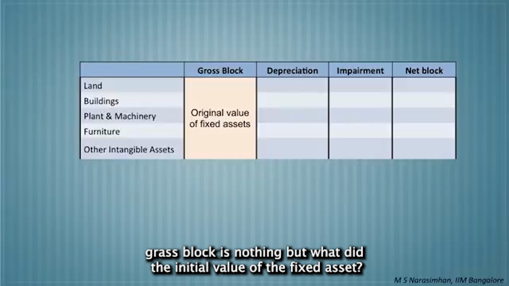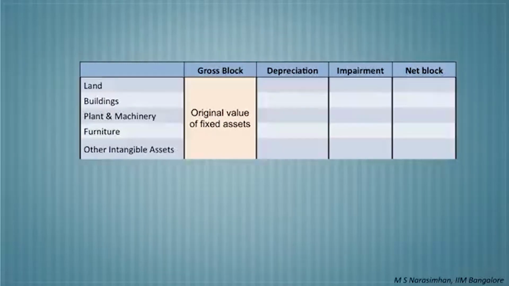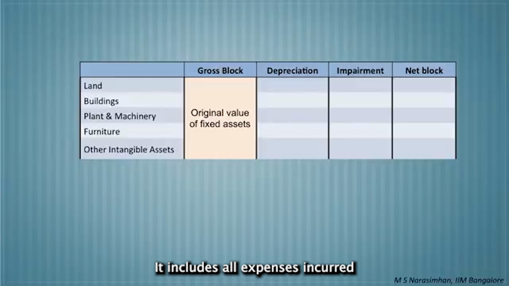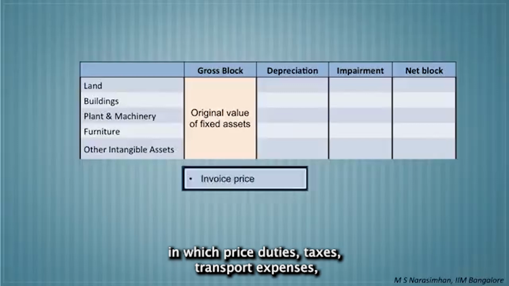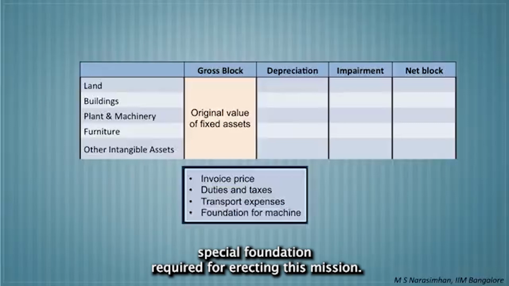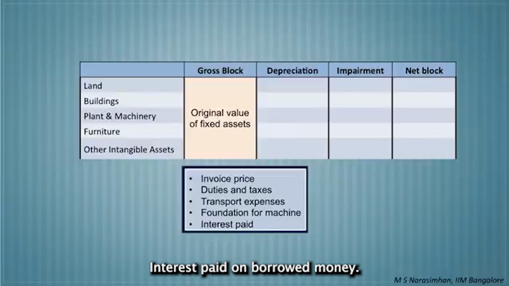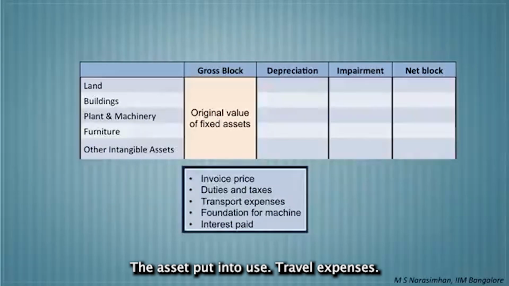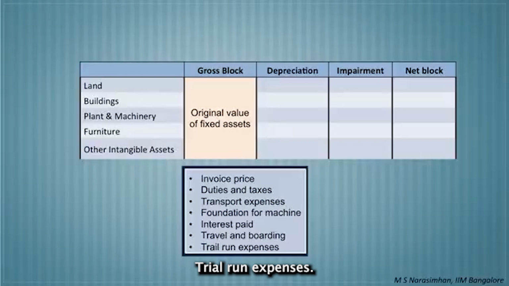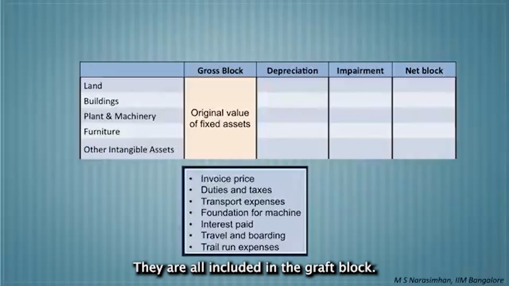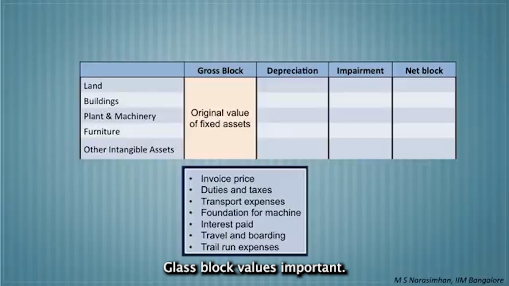Gross block is nothing but the original value of the fixed asset. It includes all expenses incurred in connection with bringing the asset to the operational condition: invoice price, duties, taxes, transport expenses, special foundation required for erecting this machine, interest paid on borrowed money till the asset is put into use, travel expenses, boarding expenses of foreign technicians who came to configure the machine, trial run expenses. They are all included in the gross block. Gross block value is important.